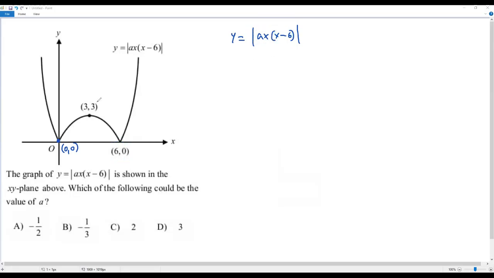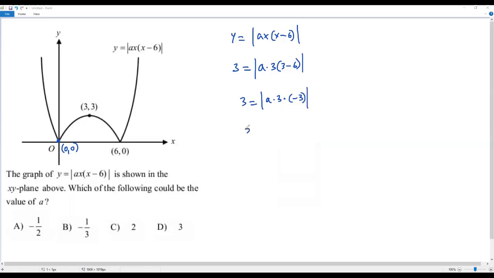Now let me consider this particular point, (3, 3). The x coordinate is 3, the y coordinate is 3. So now let me plug in the y coordinate 3 for y. Then I'm getting 3 equals the absolute value of a times the x coordinate, which is also 3, so we can plug in 3 for x here. Then the same 3 we can plug in for this x as well. Then we get 3 minus 6. Then I'm getting 3 equals the absolute value of a times 3 times (3 minus 6), which is negative 3.